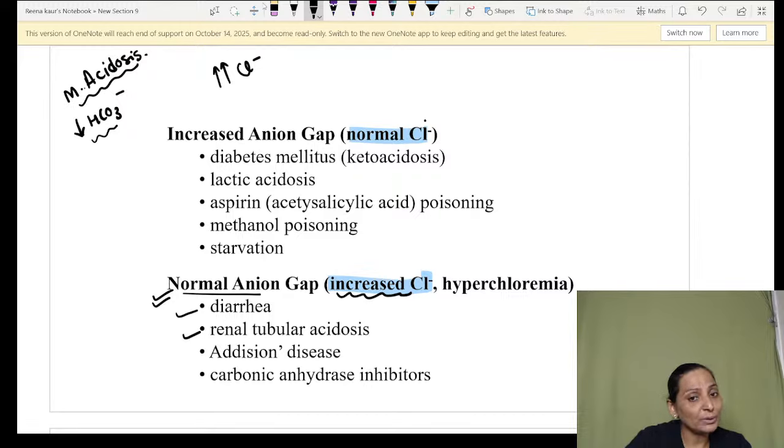normal, if the chloride remains normal, that means there is some other anion which is increased, it is not a chloride. तो जब क्लोराइड आयन नॉर्मल रहेगा और अदर एनायन बढ़ेगा, देन ओनली यू आर गोइंग टू गेट एन इंक्रीज इन द एनायन गैप. वेरी कॉमन कॉज इज डायबिटिक कीटोएसिडोसिस. ठीक है, वेरी वेरी इंपॉर्टेंट इज दैट डायबिटिक कीटोएसिडोसिस.